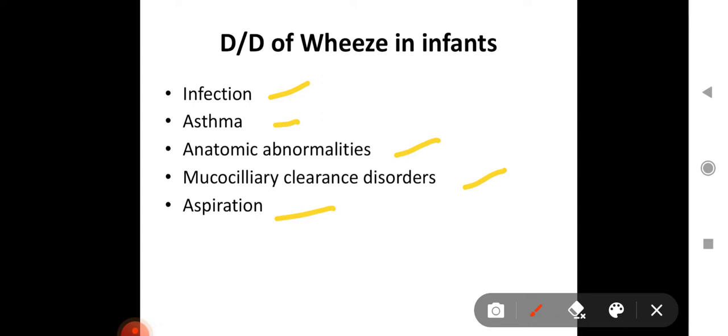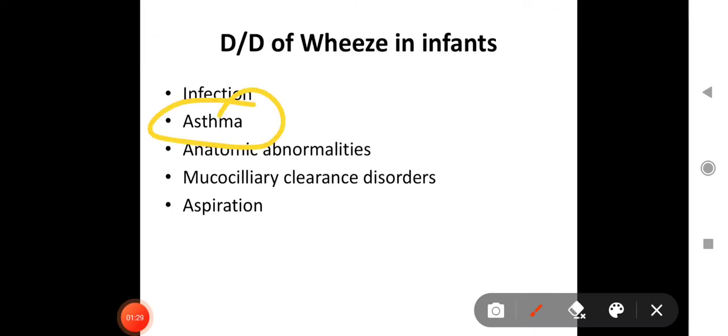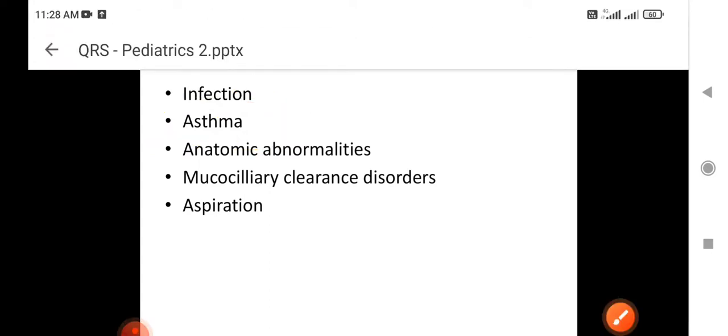Now you can elaborate all these points: the types of infections which commonly present with wheeze, asthma, anatomic abnormalities, laryngeal abnormalities, mucociliary clearance disorders, for which I have already stated the examples, and aspiration pneumonia. These are the causes of wheeze in infants. Actually, asthma is not exactly a proper term. In infants, you can't tag them as asthma, but any infection-associated wheeze may lead to wheeze in infants.